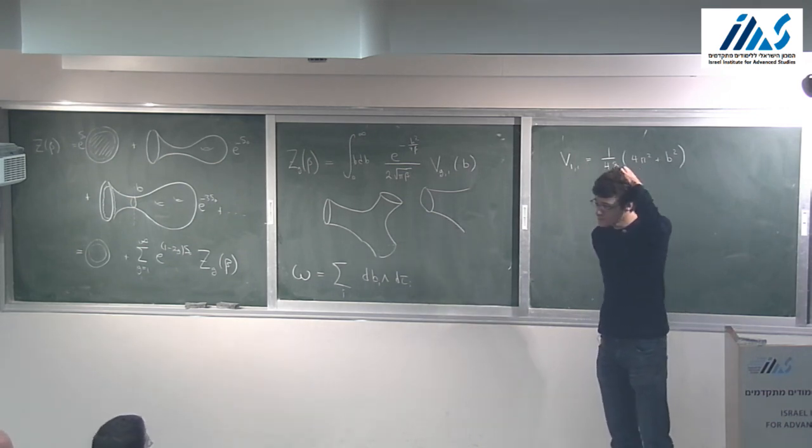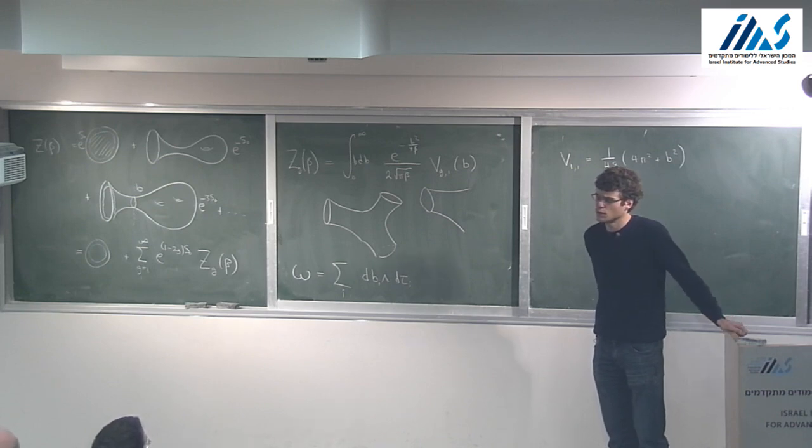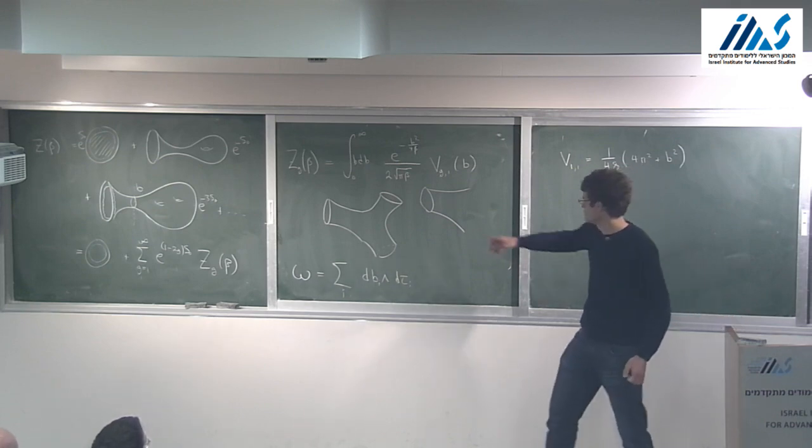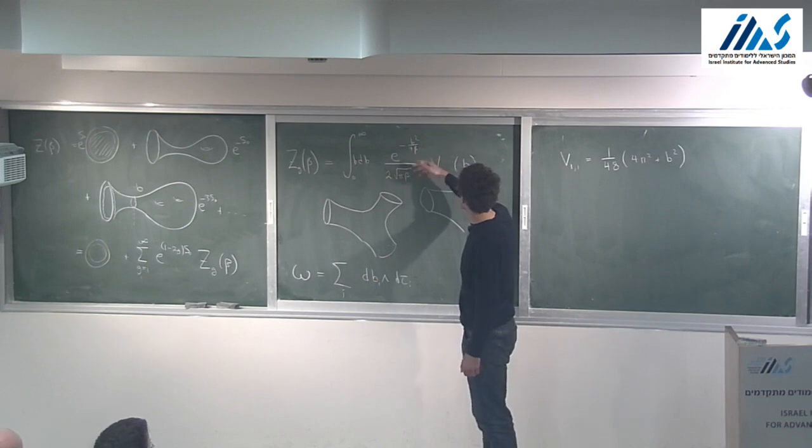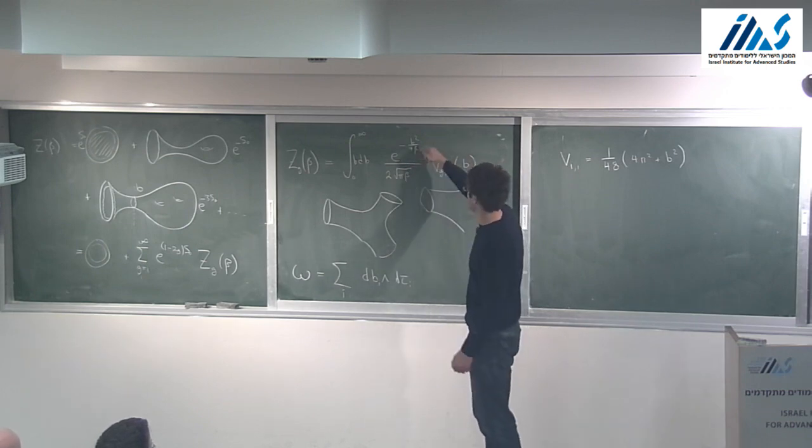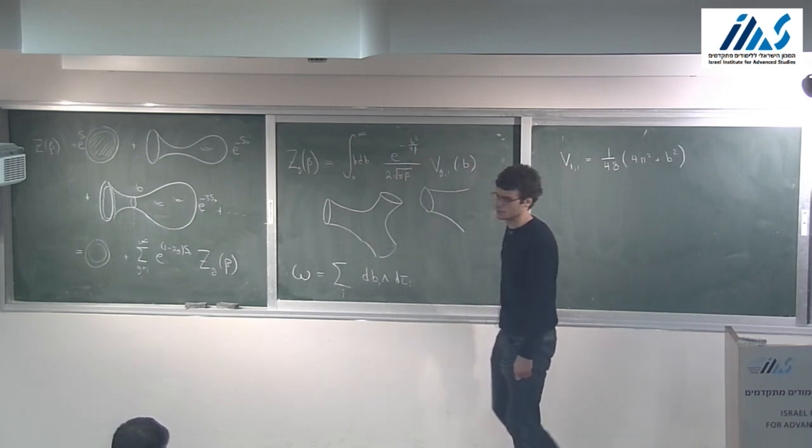Does the integral over b remain finite? The integral over which b? This b? Yes. Well, yeah. So this is some polynomial, and this is a Gaussian. So we're in good shape.